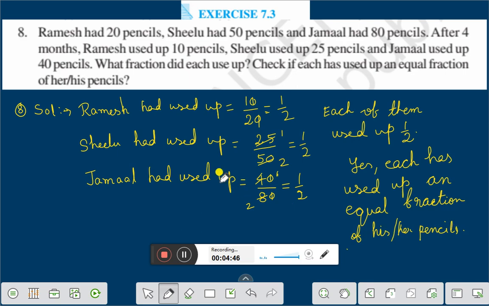Here you find Ramesh had used up out of 20 pencils 10 used up, that is 1 by 2. Shilu had used up 25 by 50, that is 1 by 2, and Jamal had used up 40 by 80, that is 1 by 2. That means each of them used up 1 by 2 part, right? And check if each has used up an equal fraction of his or her pencil. Yes, each has used up an equal fraction of his or her pencil, that is 1 by 2 part.